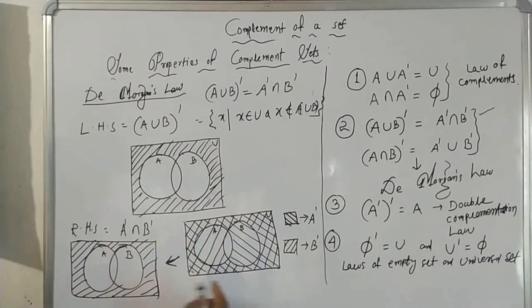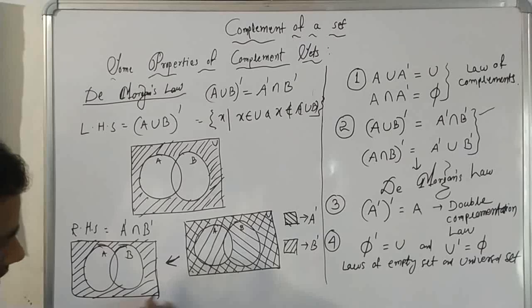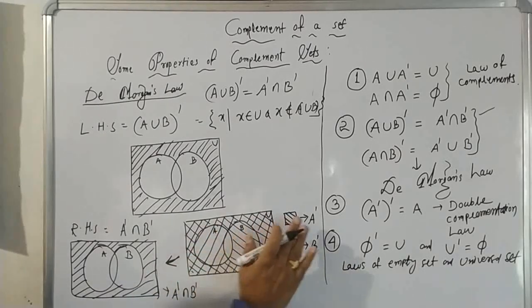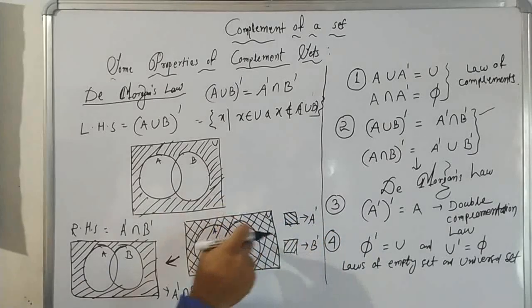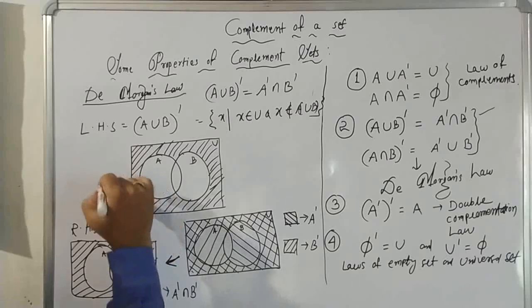This one only has shown. This is the rough figure, and this is a fair figure. Okay, so this is A dash intersection. Here I have shown separately A dash and B dash. Then its intersection I have shown here. Now you check these two figures.